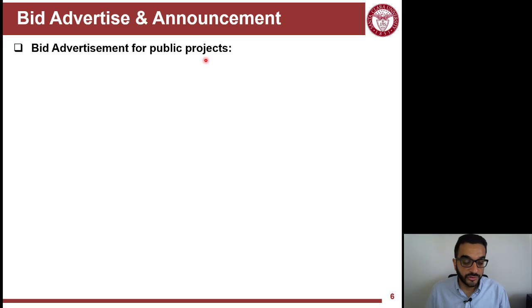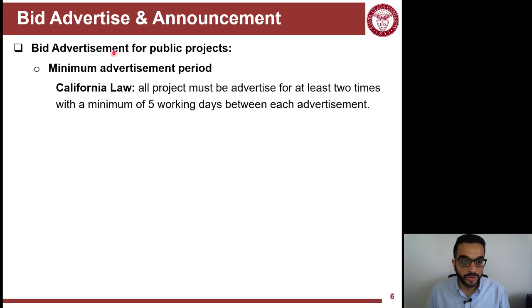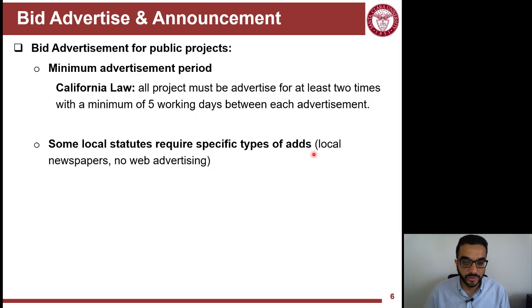So for public projects, there are very strict requirements about bid advertisement. There should be a minimal time of advertisement period before you open the bid. For example, in California, they require publicizing the ad at least 2 times, with a minimum of 5 working days between these advertisements. So public projects have more requirements for that to be fair and transparent in the process.